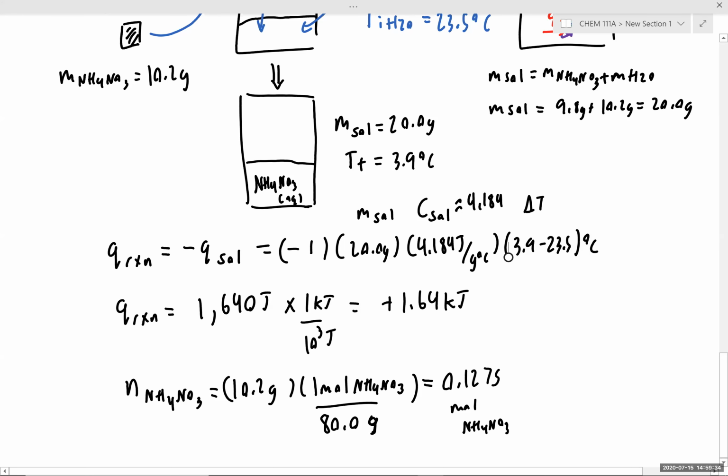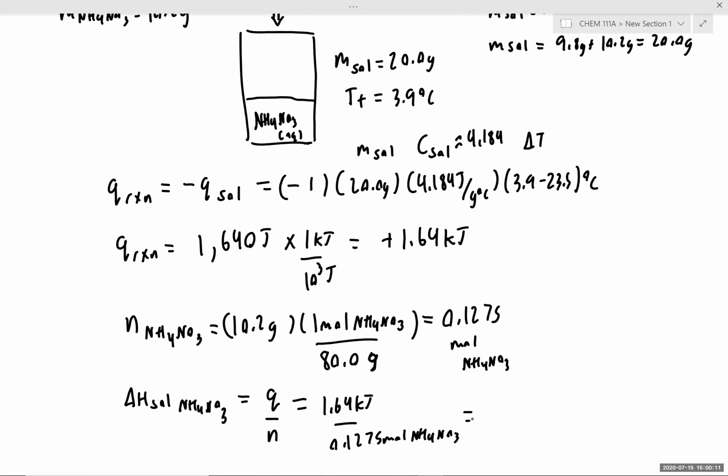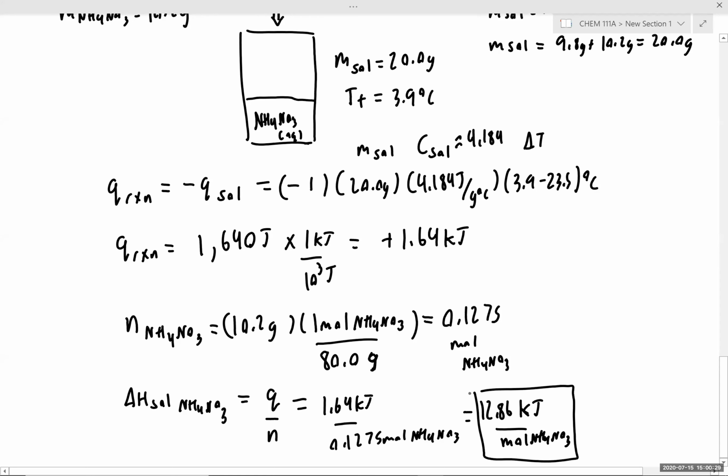So then we can calculate the enthalpy of solution of ammonium nitrate by taking the heat of reaction over the moles. So we get 1.64 kilojoules over 0.1275 moles of ammonium nitrate. And if we punch that into our calculator, 1.64 over 0.1275 gives us 12.86 kilojoules per mole of ammonium nitrate. So not the most accurate determination, but this is how you'd calculate the enthalpy of solution. Does this make sense to everyone?